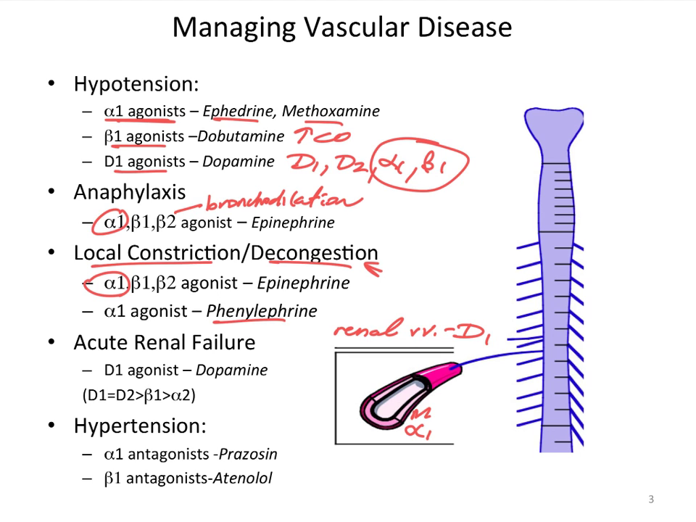We talked a little bit about what happens in acute renal failure and the logic for using a dopamine 1 agonist. And that very specifically is dopamine. And I've listed for you here the receptor affinity being shown from left to right as being highest, meaning tightest, meaning the lowest concentration works for dopamine.